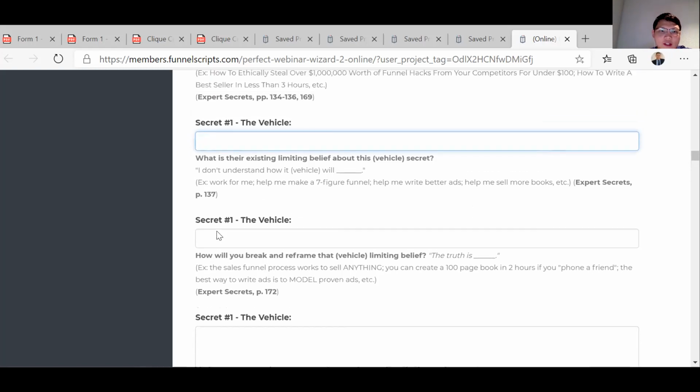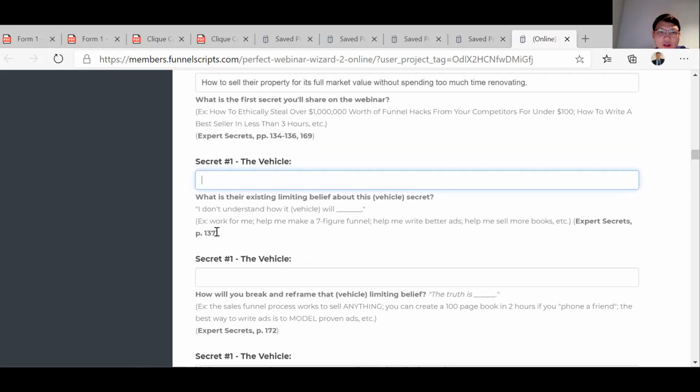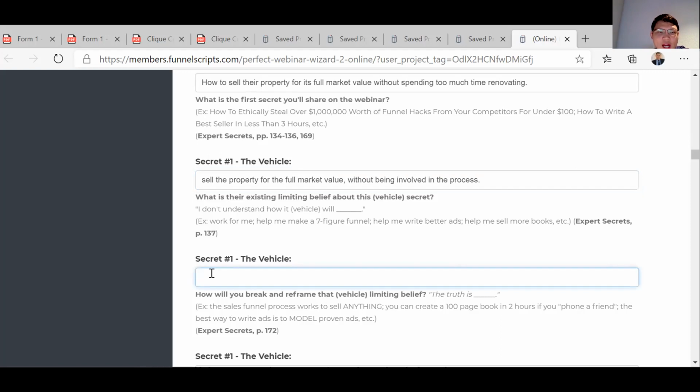Okay, I don't understand how this will help me sell the property for the full market value. And without involving the process, because they believe they have to involve the process. So that's why they are not selling without being involved in the process. The truth is, we have a team to help you project managing. You can tell them.